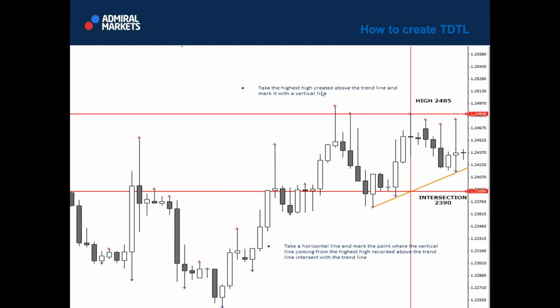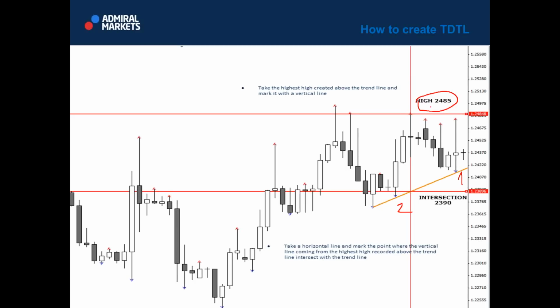So take the highest high created above the trend line. In this example, we see 0.1, 0.2. Then in between those 2 points, you see a high. This is the high, and this is the intersection. So take a horizontal line and mark the point where the vertical line coming from the highest high recorded above the trend line intersects with the trend line. Okay? What you see here is the point of intersection.